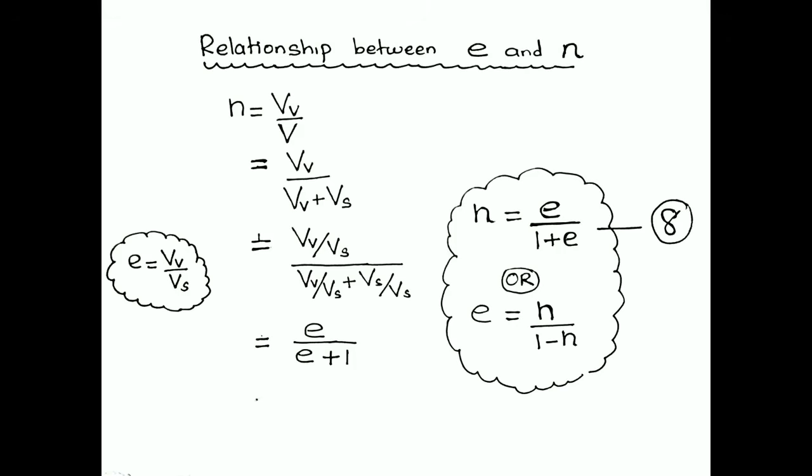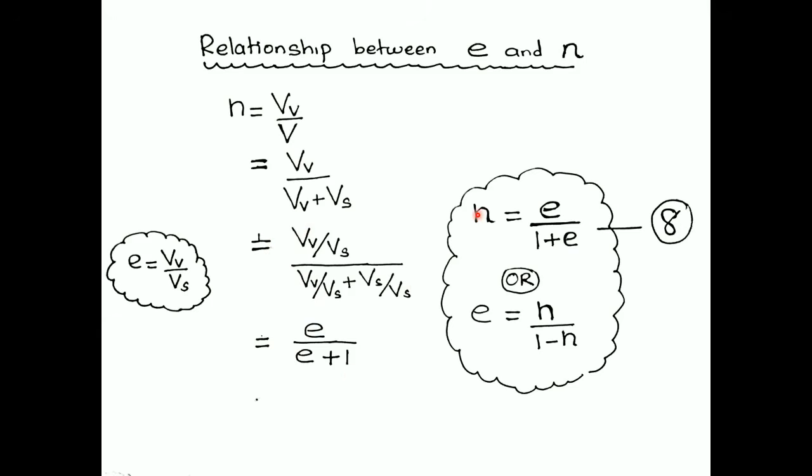Relationship between void ratio and porosity, e and n. Porosity is equal to volume of voids over total volume. That is the definition. Then total volume is equal to volume of voids plus volume of solid, that is obvious. Then divide this numerator and denominator by Vs, which does not change the value. Volume of voids divided by Vs, and this one also divided by Vs. Volume of voids over volume of solid is equal to void ratio. That is the definition. This one is also void ratio plus 1.